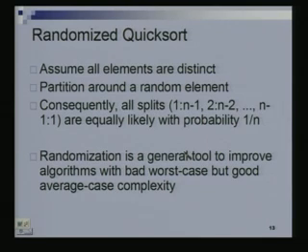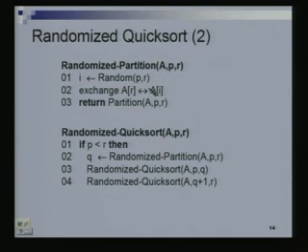We will see more examples of randomization in this course, and you will see it is a useful tool for designing algorithms. So this is what our randomized quicksort is now going to look like. We are only going to modify the partition procedure and call it randomized partition instead.